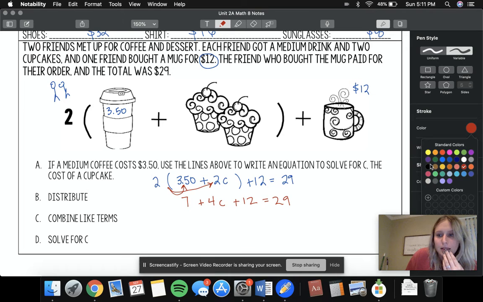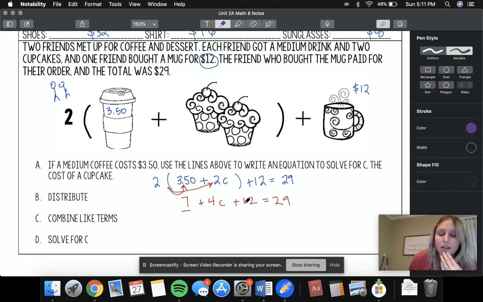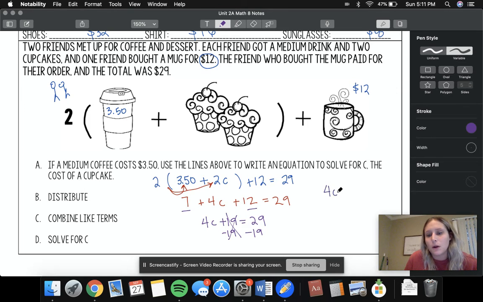Okay. Now I'm going to put the coffee and the mug together because we know the cost of them now. And that is $19. So we have 4 cupcakes plus the $19. And that equals my total. Still equals whatever she paid for it. Now I know the cost of the coffees and the mug, so I'm going to take that out of the problem because I don't care about that anymore. So now we just know that 4 cupcakes is equal to 29 minus 19, which would be 10.